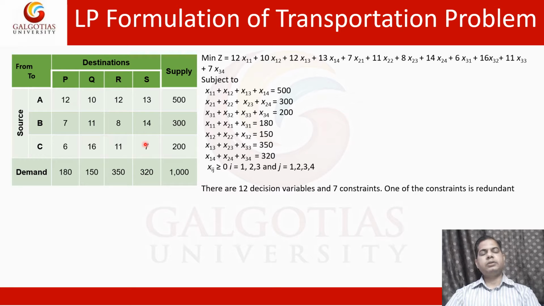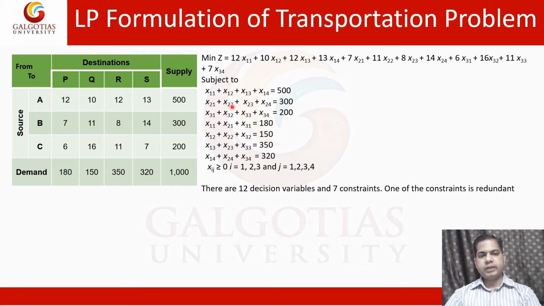Now how do we make the LPP from this transportation problem? My objective is to minimize the cost. I'm transporting x11 units from A to P, so my cost will be 12 into x11. I'm transporting x12 units from A to Q, so my cost of transporting from A to Q will be 10 x12. So this minimum Z is my objective function: 12x11 plus 10x12 plus 12x13 plus 13x14 till 7x34. So this will be my objective function.